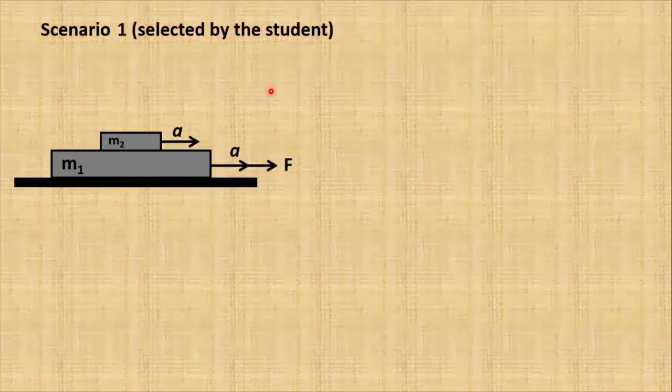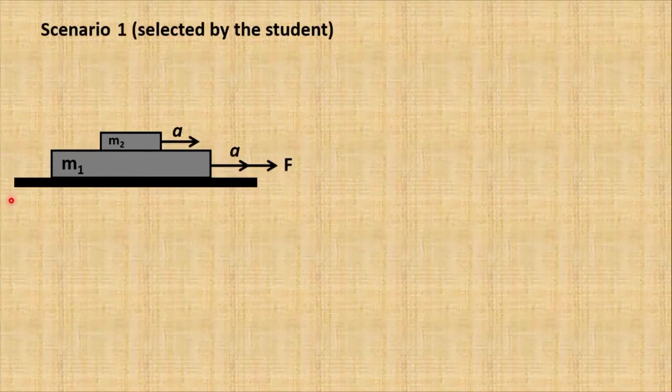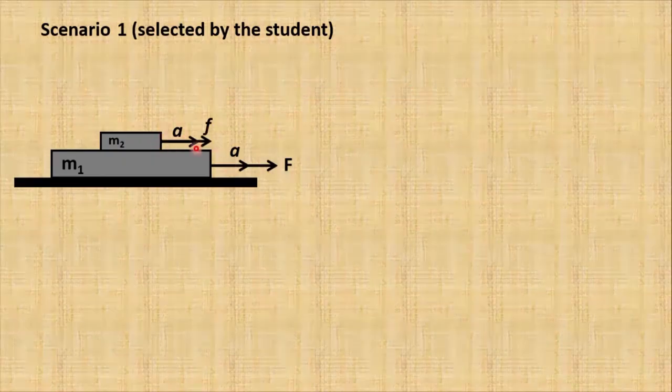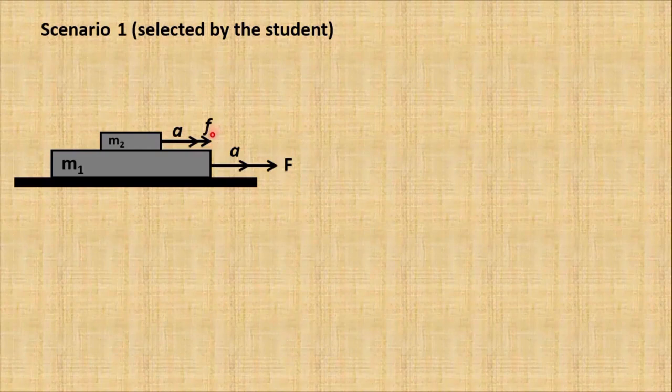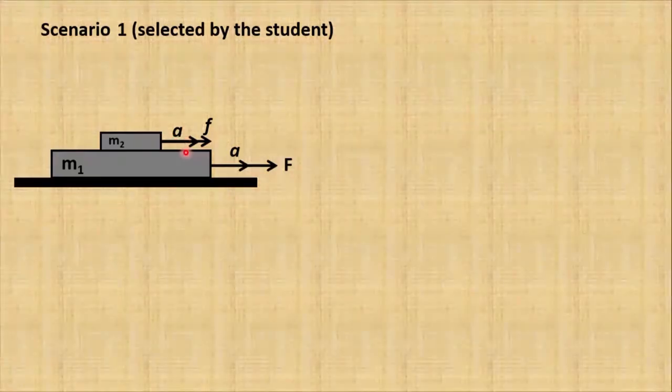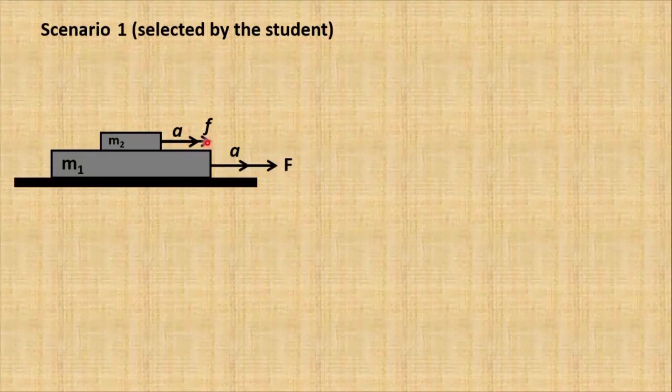The first scenario was selected by the student. So he assumed that two blocks move with the same acceleration. What does it mean? Let's consider the first block. To move with acceleration a, it's necessary to have a force which acts on the upper block and accelerates it. From where can this force come?